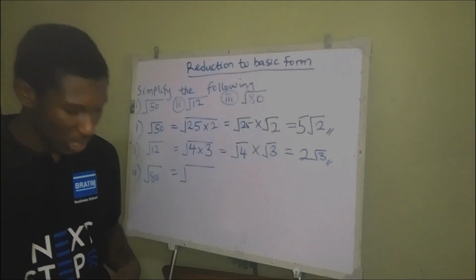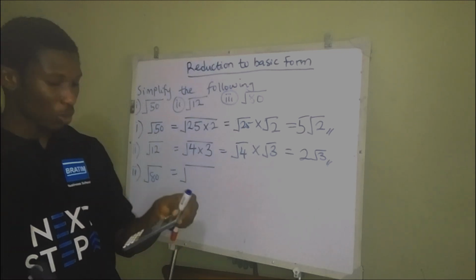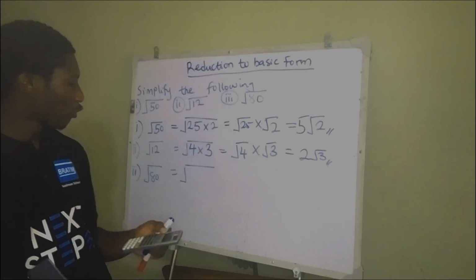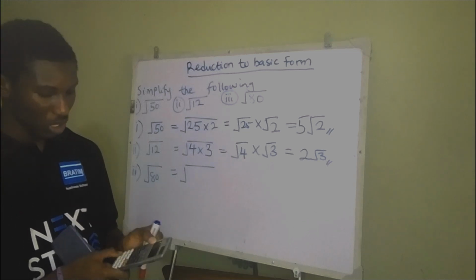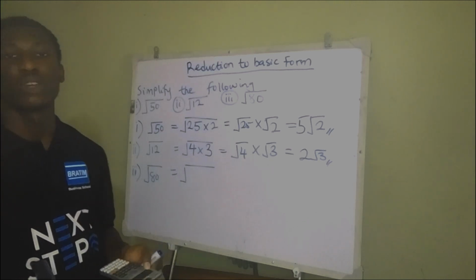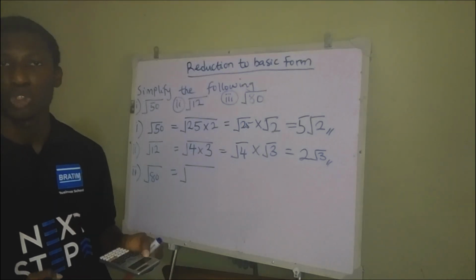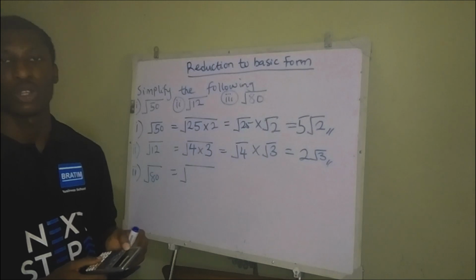Now I'm going to do this alongside with you. If you are with your calculator, you can bring it out. Now, the first factor we can have for 80: if you try 2, it will give you 2 times 40, which is 80. Is 40 a perfect square? No, 40 is not a perfect square.